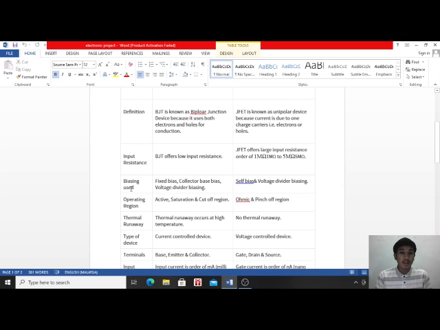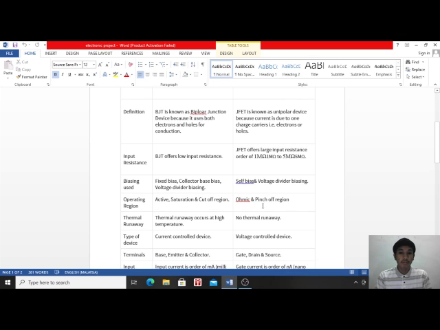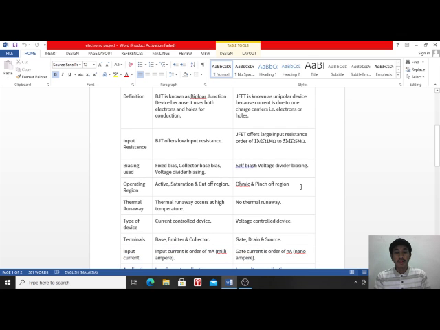So next is biasing use. Of course BJT uses fixed bias, collector base bias, and voltage divider biasing, while the JFETs have self bias and voltage divider biasing. For the operating region, BJT is active, saturation and cut-off region, and the JFET is ohmic and pinch-off region. So the thermal runaway occurs at high temperatures for the BJT. For the JFETs, no thermal runaway.